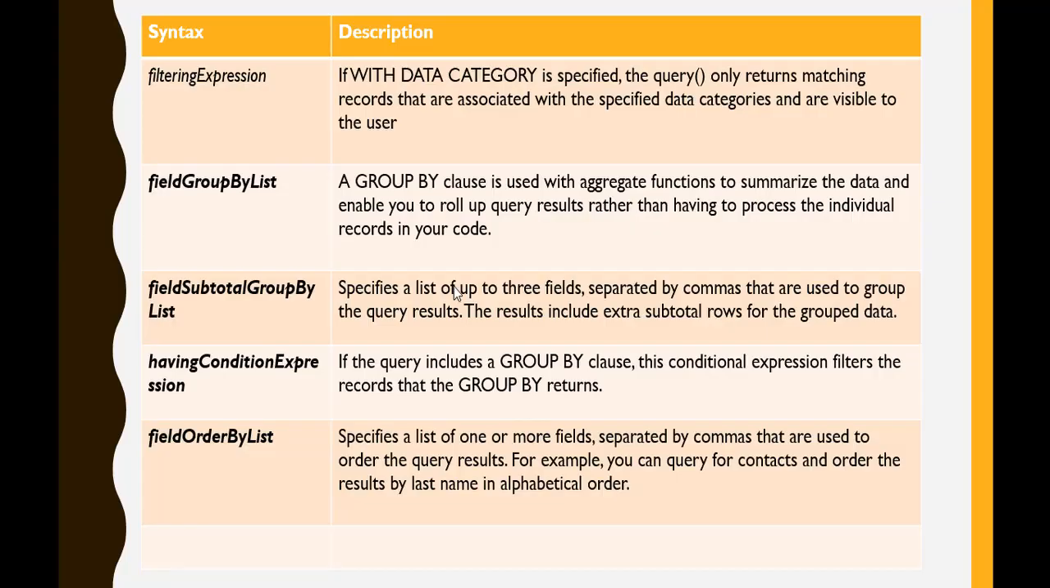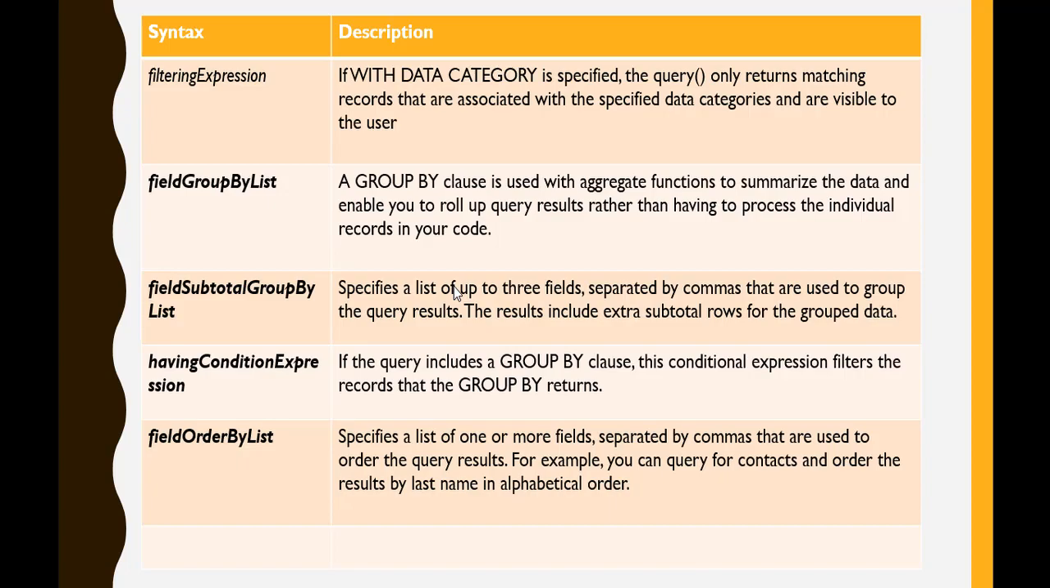Now the next thing we have is the field subtotal group by list. This particular clause specifies a list of up to 3 fields separated by commas that are used to group the query results. The results include extra subtotal rows for the grouped data. So this is the purpose of this particular clause.